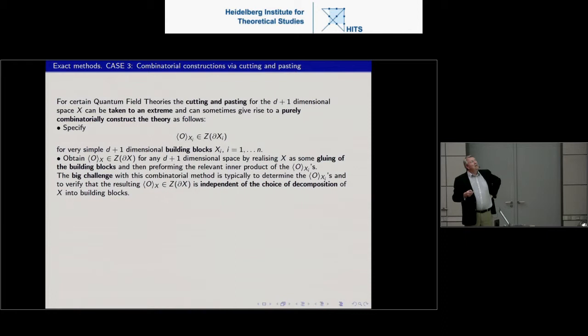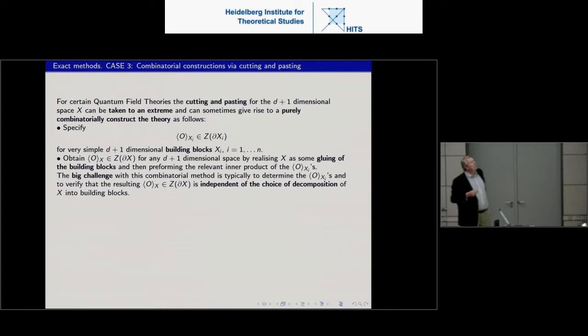And this means the following. So it becomes a purely combinatorial construction. What this means is you imagine that you have a certain finite set of building blocks. So these are d plus one dimensional spaces. And then you have some means of specifying what the expectation value of the observable should be in the vector space associated to the boundary of each of the pieces.